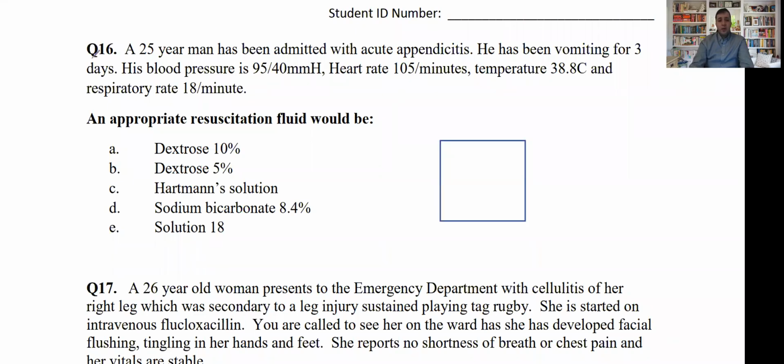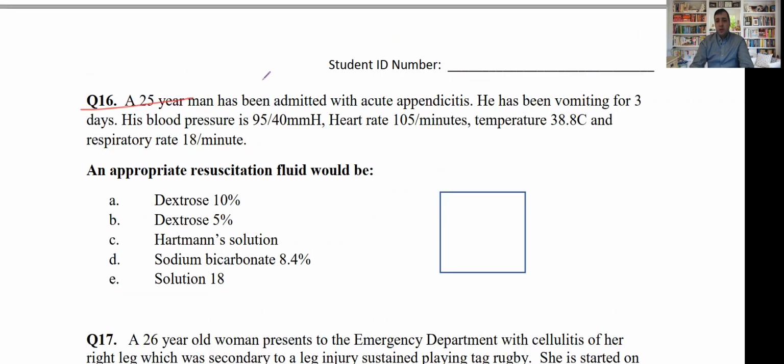So the next question, question number 16. Here we have a 25-year-old man who has been admitted with acute appendicitis. He has been vomiting for 3 days, and his blood pressure is 95/40. So he's hypotensive, heart rate 105, so he's tachycardic, temperature 38.8.